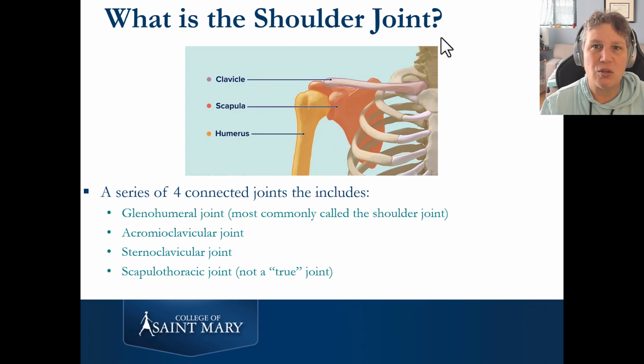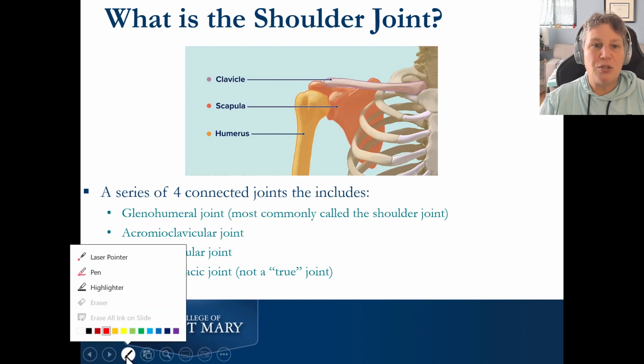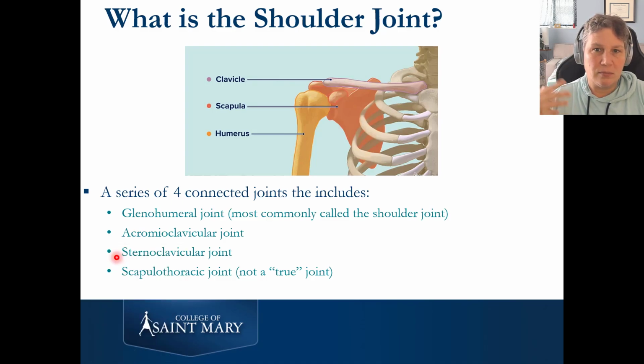So what is the shoulder joint? Well, the shoulder joint is a series of four joints that connect basically the upper extremity, or the whole arm all the way down to the hand and fingers, to the rest of the body. So I'm going to get my highlighter here so you can see each of these joints.